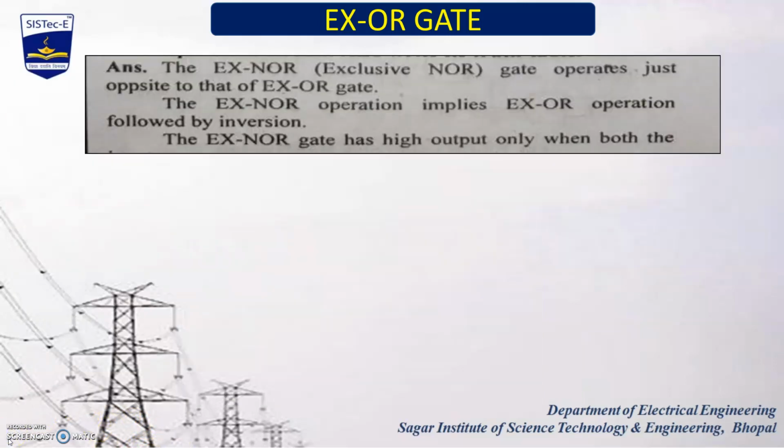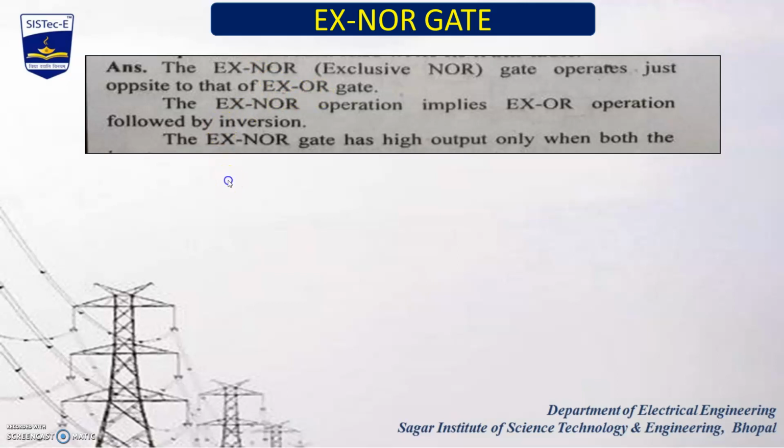Let's discuss the XNOR gate. When we talk about the XNOR gate, meaning exclusive NOR gate, then I can say its operation is just opposite to the operation of the XOR gate. Means the basic difference between the XOR gate and XNOR gate is only that the output of the XNOR gate is just the complement or just the opposite of the XOR gate.